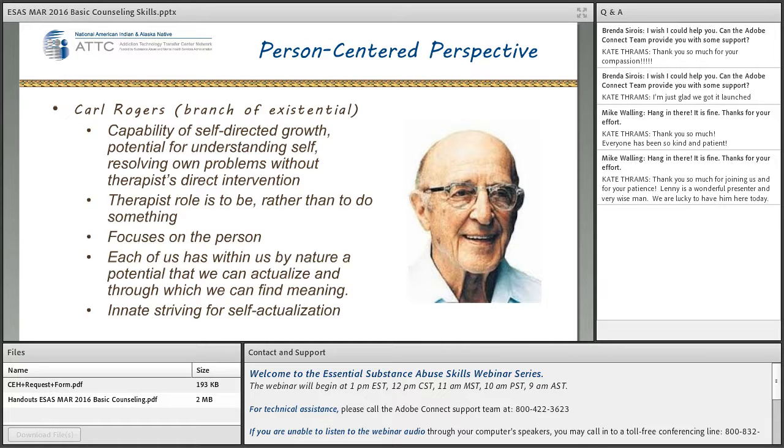The next theory we're going to talk about is person-centered perspective. Carl Rogers. So when we talk about person-centered therapy or theory, it's a humanistic psychology and is a psychological perspective that emphasizes the study of the whole person, not holism. Humanistic psychologists look at human behavior not only through the eyes of the observer, but through the eyes of the person who's doing the behaving.